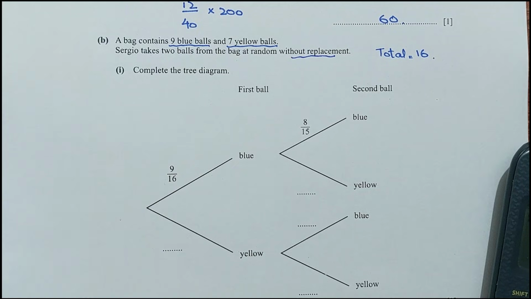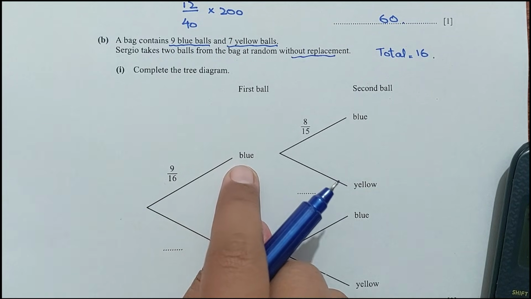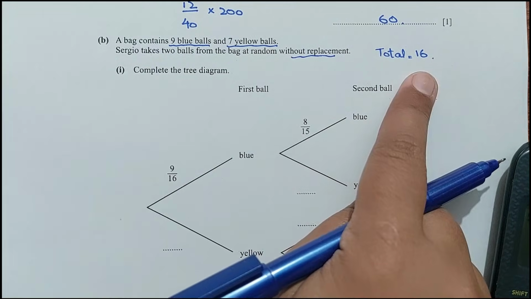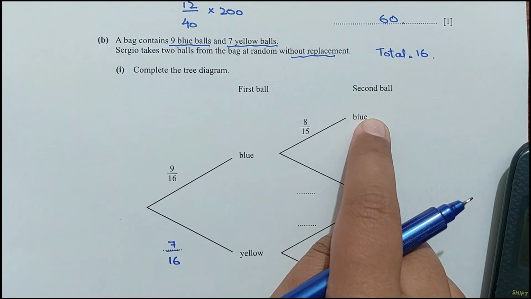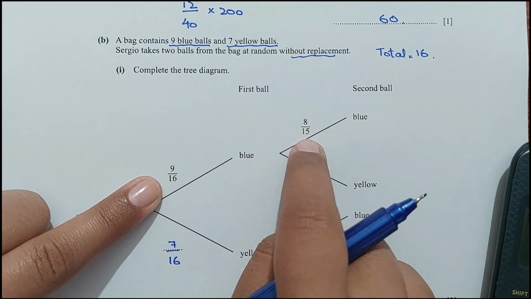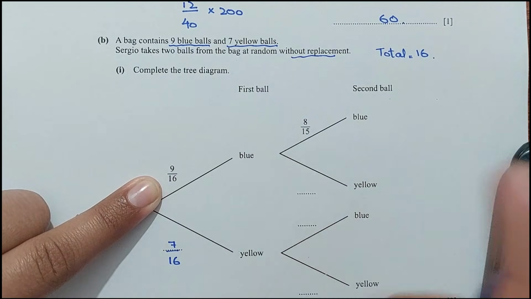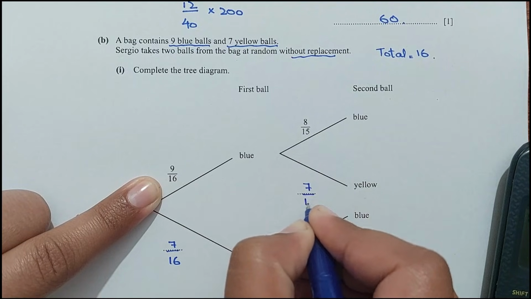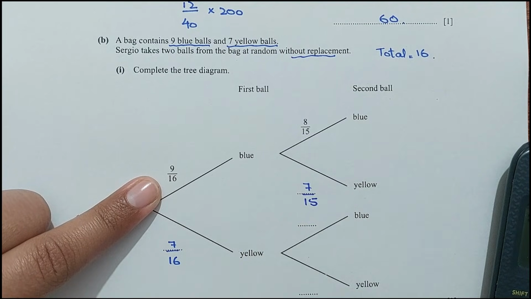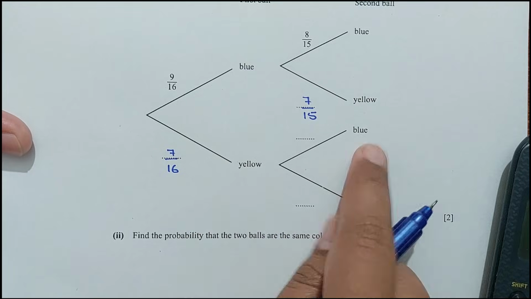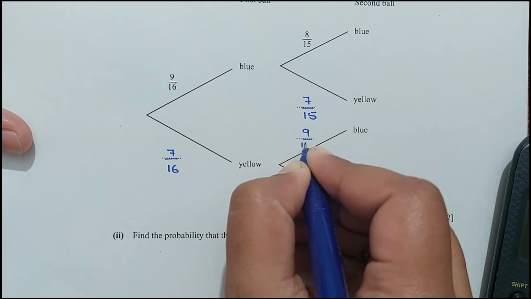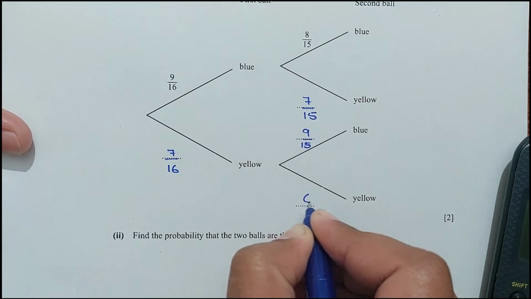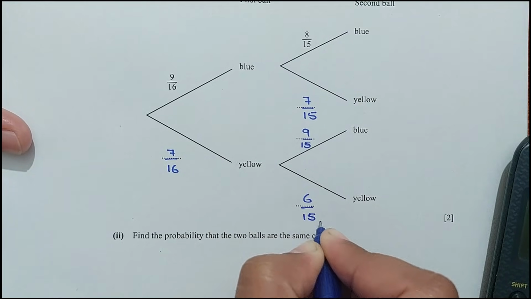This is without replacement. For the first ball, blue is 9 out of 16 and yellow is 7 out of 16. Now from blue, if he took another blue, 8 are left out of 15, and if he took yellow, 7 are left out of 15. Now from yellow, if he takes blue, blue is 9 out of 15, and if he took another yellow, 6 yellows are left out of 15.